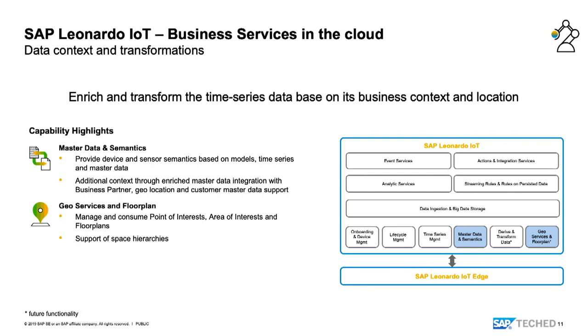Sometimes it's also called the digital twin in the system, and you have to model that first. So this is something we'll take a look at. And then there are geo services and the floor plan. I just briefly mention this at the moment. You can create points of interest, areas of interest, and floor plans. And you can group them in hierarchies.